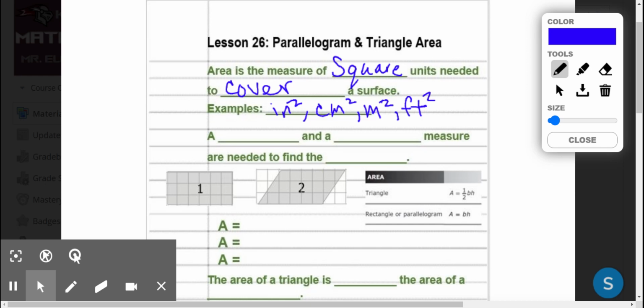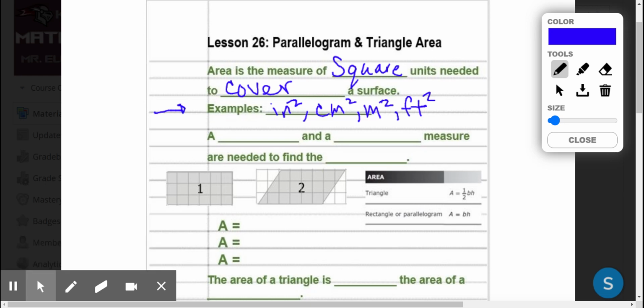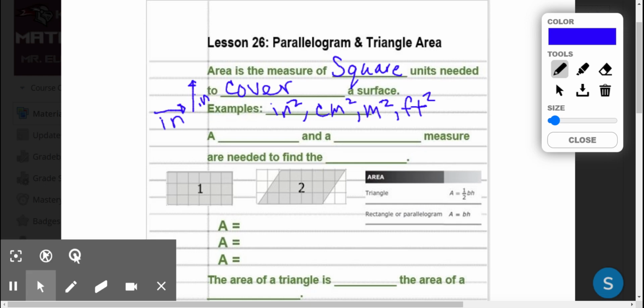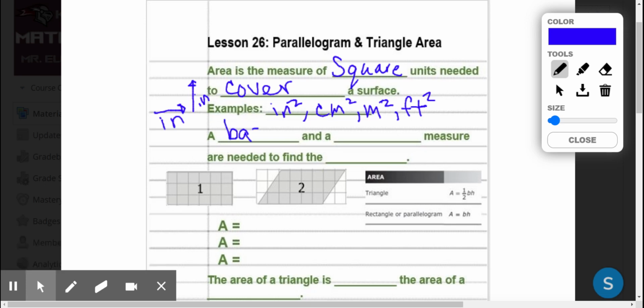So what we're saying is we have a length and a width. So there's inches times inches, and that's going to give us the exponent of 2. Centimeters times centimeters, that would be centimeters squared. So there's two measurements, a length and a width. Okay. But in middle school, we're going to call this a base and a height. So in elementary school, it was a length and width.